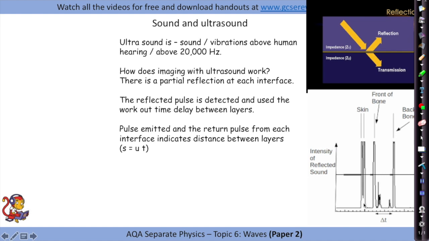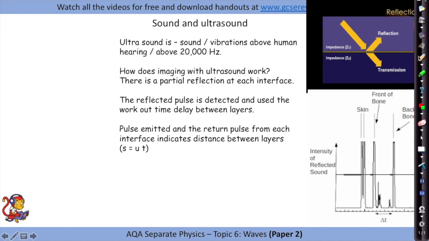So here is something being emitted onto the skin, an ultrasound pulse being emitted onto the skin. And this is the first partial reflection from the front of the bone. This is the second partial reflection from the back of the bone. These could be two tiny little partial reflections as it enters the bone marrow on the inside of the bone.